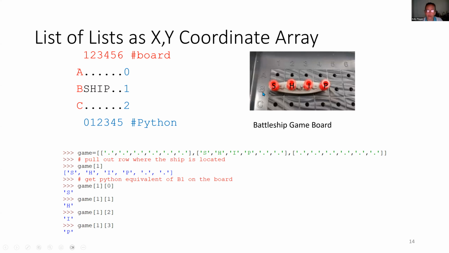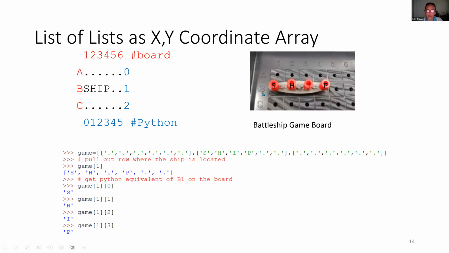So here we can represent the game as a board. I'm going to have a variable called game, and it's going to be a list of lists. The first list is going to be this row going across the top. The second one is this one that has the ship in it. And the third one is this one right down here.